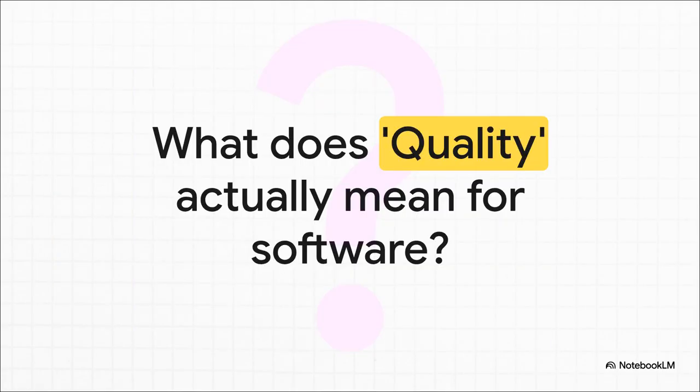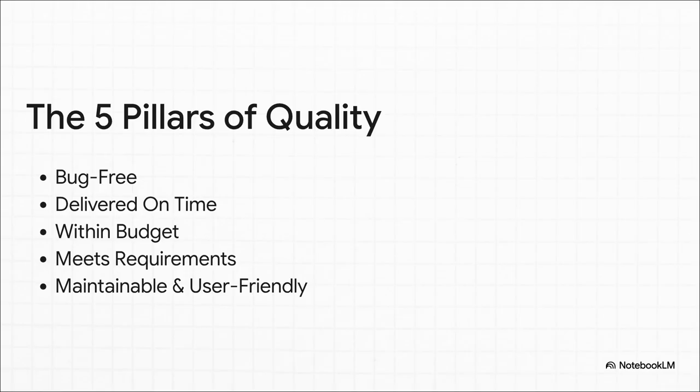The main goal here is to deliver a quality product. But that word, quality, it's actually a lot bigger than you might think. What does it really mean for a piece of software to have quality? Well, it turns out quality is really a 5-part deal. Yeah, of course it has to be bug-free. That's a given. But just think about it. Even a perfect piece of software is kind of useless if it's delivered a year late and costs double the budget. On top of that, it has to actually meet the user's needs and be easy to use. All 5 of these pillars have to be standing strong to really call a product high quality.